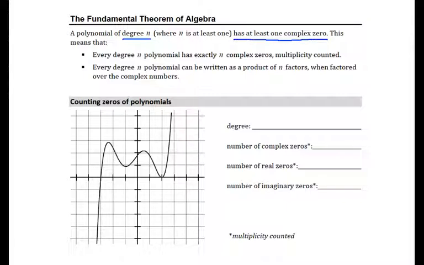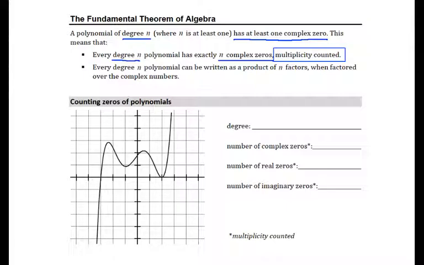However, it has other implications because as soon as we find one complex zero, we can turn that zero into a factor and factor that out of the polynomial, leaving us with a degree n minus 1 polynomial. Then we could apply the fundamental theorem of algebra again to that degree n minus 1 polynomial. And so by an iterative process, we could then show that every degree n polynomial has exactly n complex zeros, multiplicity counted. And we're going to see exactly what that multiplicity counted means.